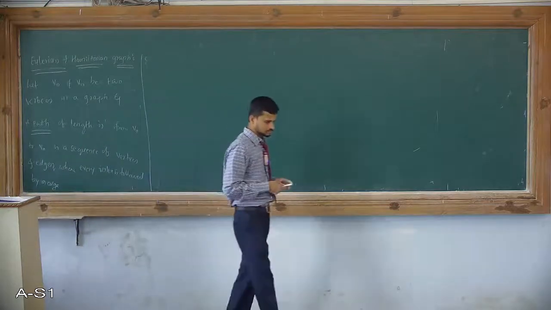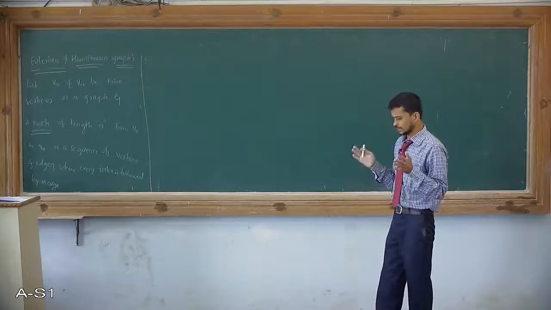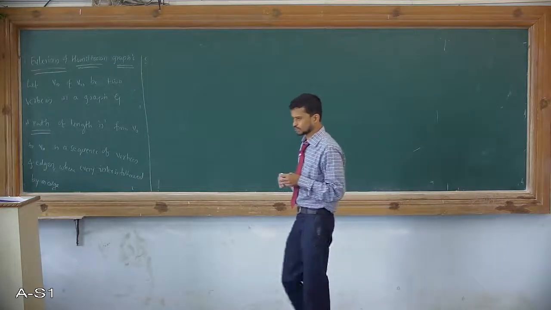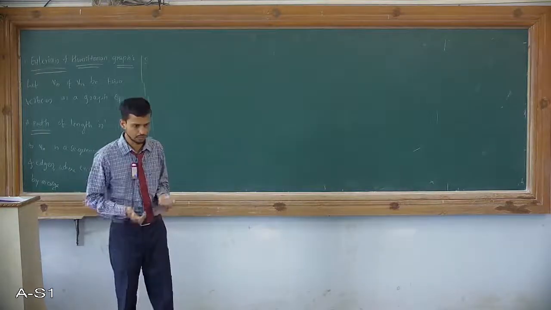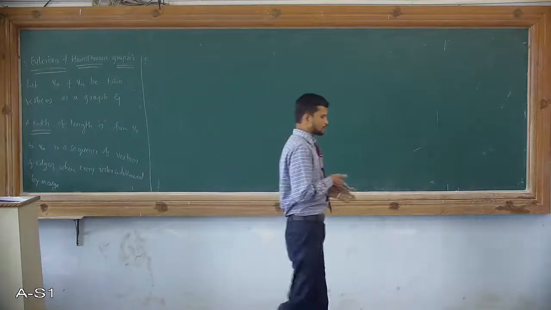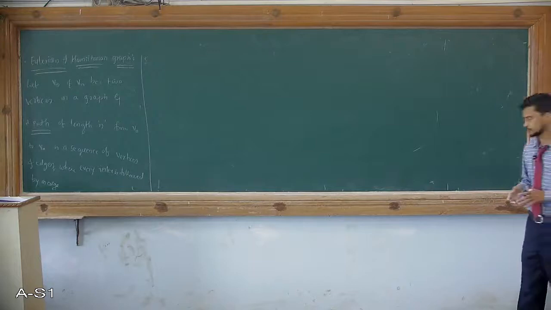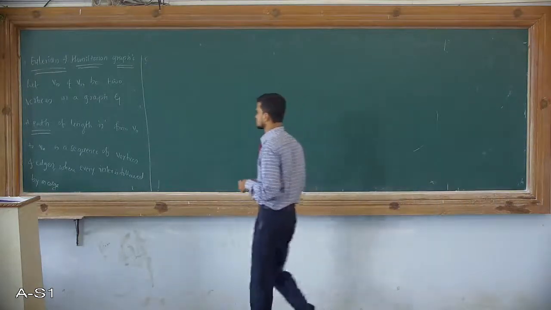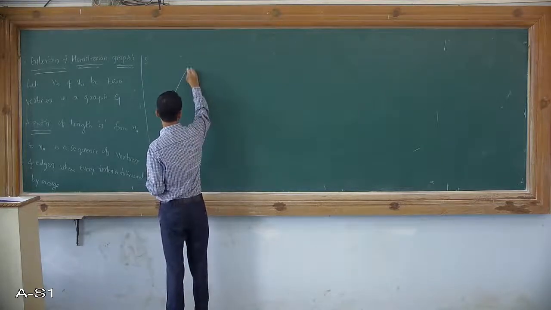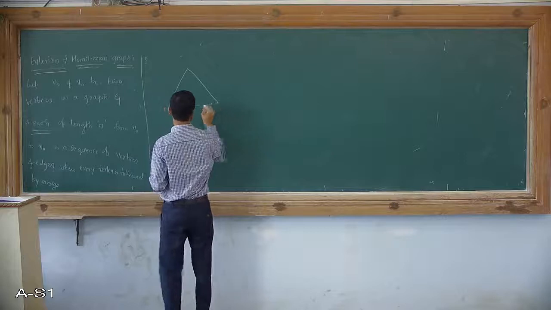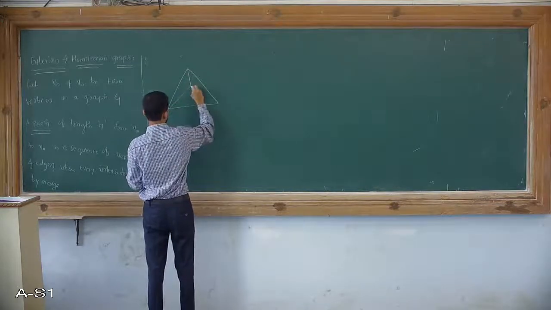Now, what is the meaning of path? I have written it on the board. If you take any two vertices in a graph G, they may be the same or may not be the same. If I develop a sequence of vertices and edges, then that is said to be a path. Let us consider a graph here. That is G. I will try to explain the definition of a path here.